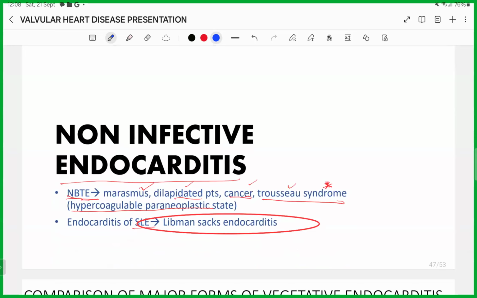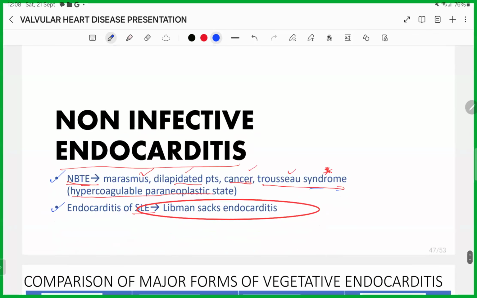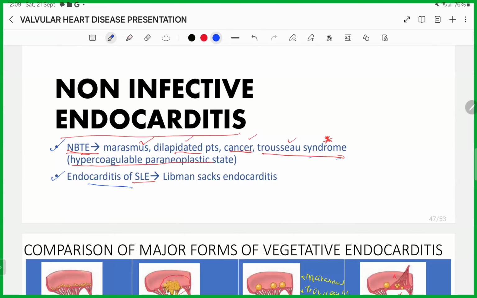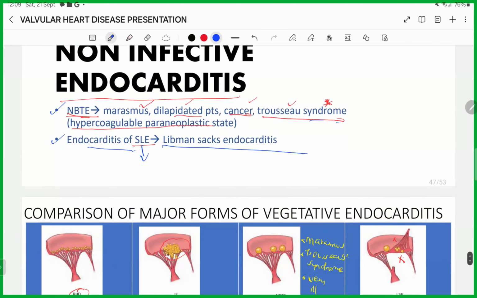So you have what is known as NBTE, which is non-bacterial thrombotic endocarditis, which is commonly seen in marasmus, dilapidated patients who are very malnourished. In cancer, there is Trousseau syndrome, which is a paraneoplastic condition in which you have a hypercoagulable state. It also has its valvular manifestations. And then in SLE, systemic lupus erythematosus, you have a type of endocarditis known as Libman-Sacks endocarditis. And this is what they usually look like.